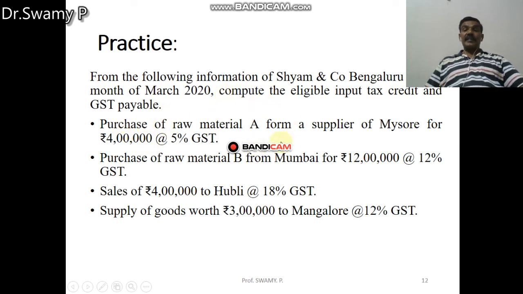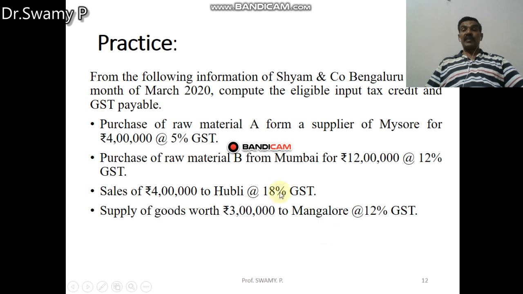Purchase of raw material A from a supplier of Mysore for rupees 4 lakh at 5% GST. Purchase of raw material B from Mumbai for 12 lakh at 12% GST. This is an interstate purchase, and the first one is an intrastate purchase. Secondly, sales of 4 lakh to Hubli, intrastate outward supply at 18% GST. Supply of goods worth rupees 3 lakh to Mangalore. This is also intrastate outward supply at 12% GST.